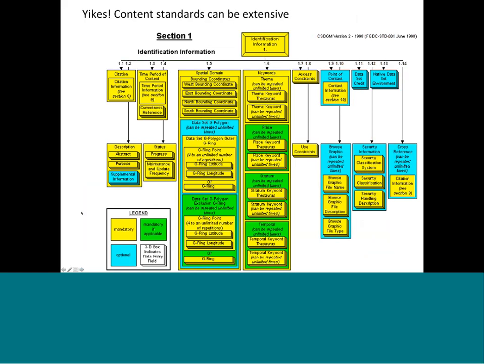So this is a scary figure showing all of the different fields associated with Section 1 of the FGDC content standard. Some of these content standards can be extensive. At the World Data Center, we have tried to draw a happy medium between the level of detail that we can achieve and the number of data sets that we are able to archive, because in addition to being reasonably complete with our descriptions, we also want to archive as much data as we can.